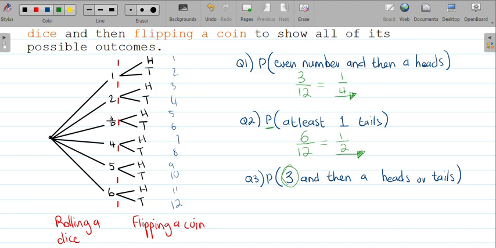So 3 and heads we want, and then it says heads or tails, so we can get a 3 and a tails as well. So we have 2 desirable outcomes, so our chances are 2 out of 12, which simplified becomes 1 over 6 chances that we will get a 3 and then a heads or tails.